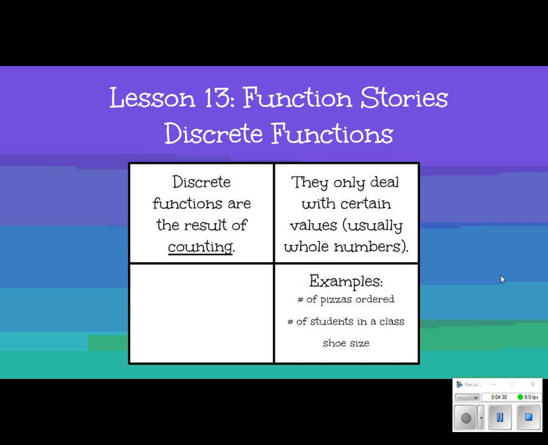Examples of discrete functions would be the number of pizzas ordered. When I call Papa John's and I say, hey Papa John's, I want 16 pizzas, they're going to be like, okay. If I say, hey Papa John's, I want 5 3/8 of a pizza, they're going to be like, what is wrong with you? You can't buy 3/8 of a pizza. What does that even look like? Somebody at the store ate 5 pieces. Do I pay for those 5 pieces they ate? It gets a little complicated. We're talking about whole number answers.